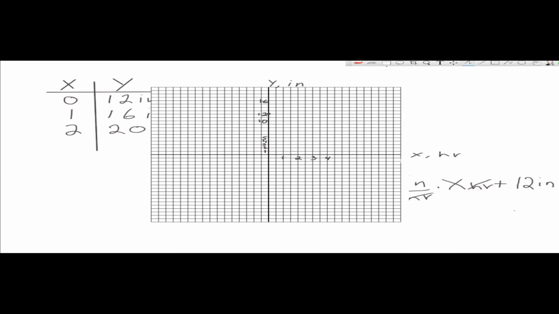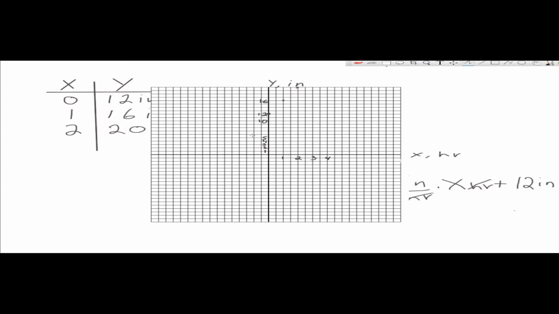And in time 1 I'm at 16, and so I have a point here. And in 2 hours I'm at 20. I'm all the way up here. And now I've got something that could be graphed.